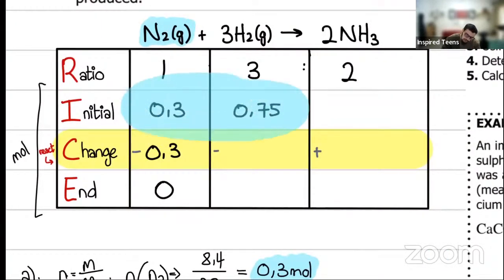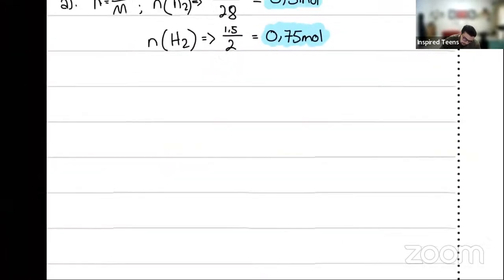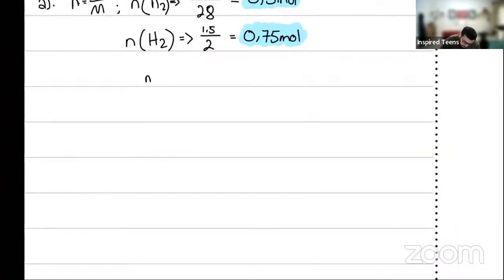So if you look here, the initial amounts don't follow the molar ratio, but we can use the molar ratio in the change. Here it's 0.3, with a 1:3 molar ratio. So we divide by our own, multiply by the one we want. That's how we use the molar ratio, by the way. We say the moles of N2 are to the moles of H2 in a 1:3 ratio. So 0.3 are the moles that we have for N2.